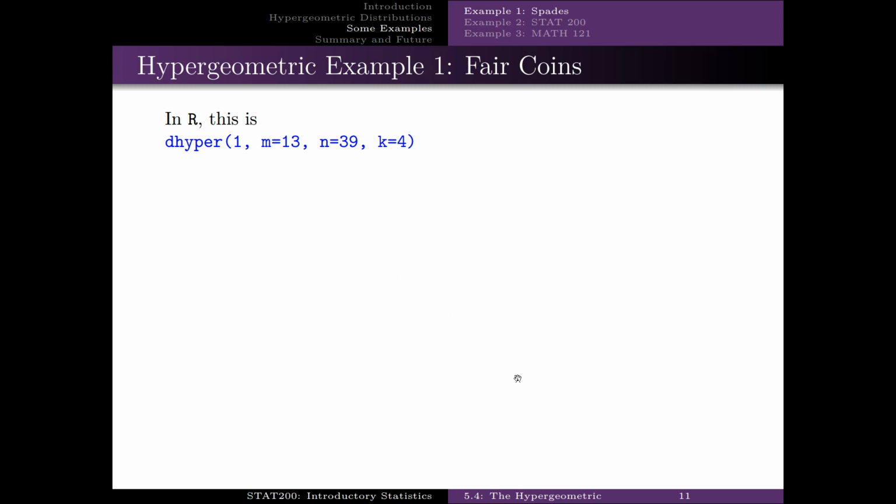Here it is in R. Probability that x is equal to 1, so it's d and a 1 there. This is a hypergeometric, so the stem is hyper. Parameters m is 13, n is 39, k is 4. By the way, this is the parameterization that R uses, m, n, k.